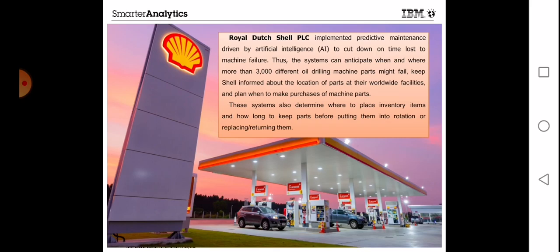Okay, the Royal Dutch Shell PLC implemented predictive maintenance driven by artificial intelligence or AI to cut down on time lost to machine failure. Thus, the systems can anticipate when and where more than 3,000 different oil drilling machine parts might fail, and keep Shell informed about the location of parts at their worldwide facilities and plan when to make purchases of machine parts. So these systems also determine where to place inventory items and how long to keep parts before putting them into rotation or replacing or returning them.